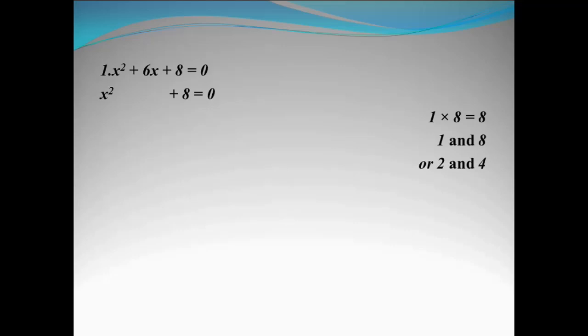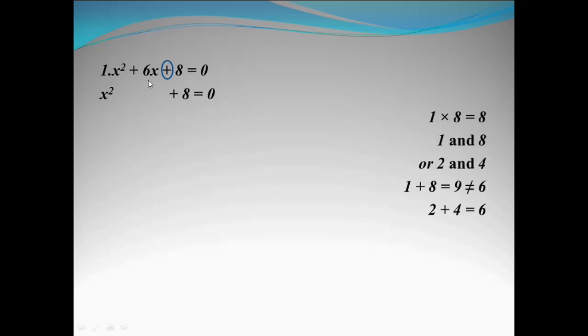Then look at the sign of the last term, that is a constant. If it is positive, then you have to find the numbers which, when added, give the middle term, that is 6. Coming to the factors, we see the first factor 1 and 8. If you add them, we get 9, which is not equal to 6, meaning this pair cannot be chosen for this purpose. The next pair is 2 and 4, and when we add them, we get 6. So this pair can be chosen to write in place of 6.